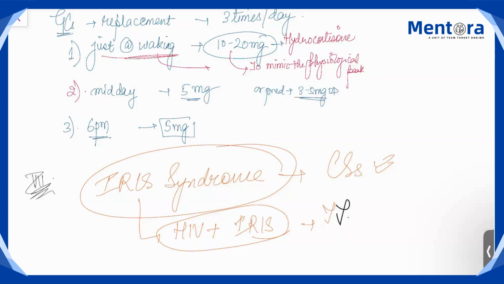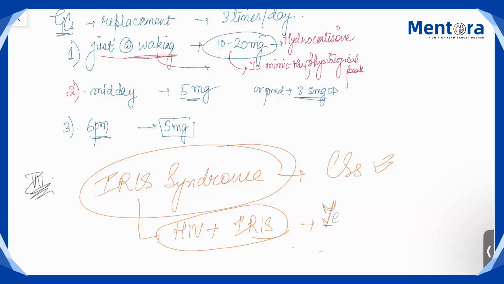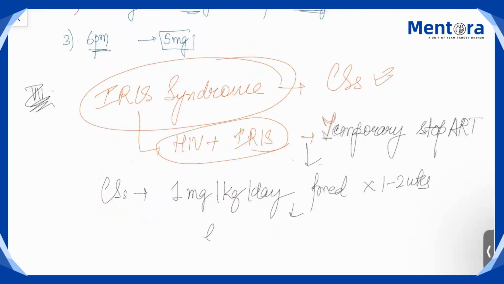So first, temporarily stop your ART, and then start with glucocorticosteroids 1 milligram per kg per day, prednisolone for 1 to 2 weeks, and then gradual tapering.